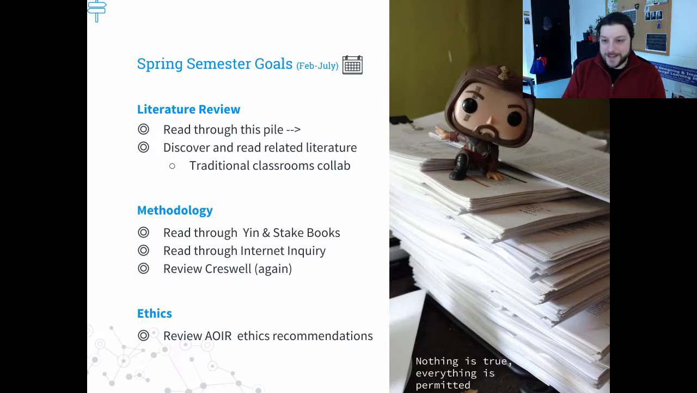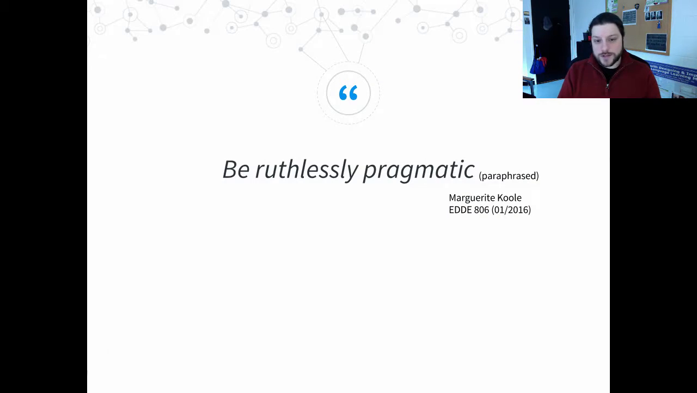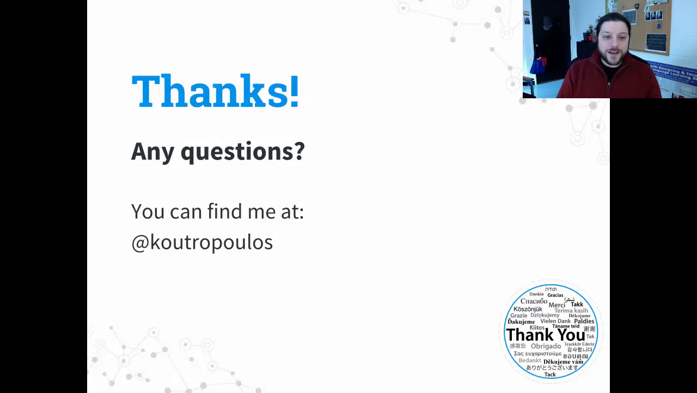Creswell's book is a classic that I need to go back to, and I want to review the ethics recommendations of the Association of Internet Researchers because I will be using a lot of web resources that are open and free, but at the same time they weren't really intended as research material such as participants' blogs. I'm aiming to be ruthlessly pragmatic here, which is why I don't want to go down any unnecessary rabbit holes.